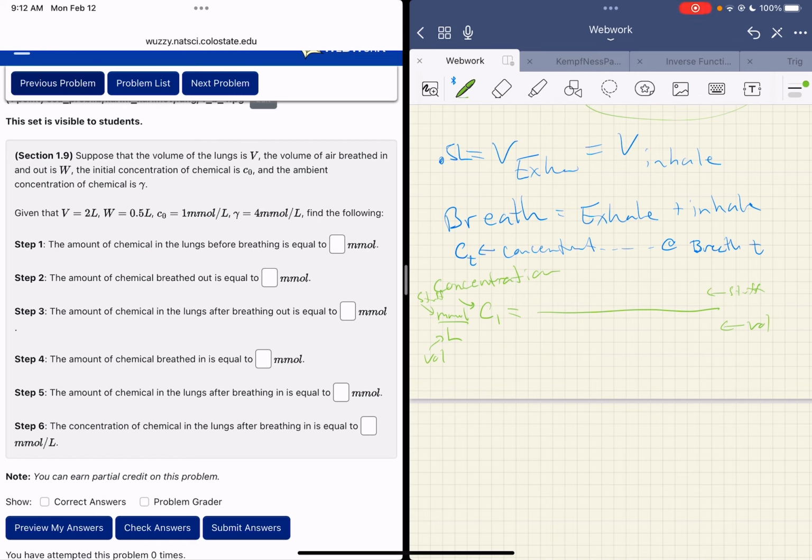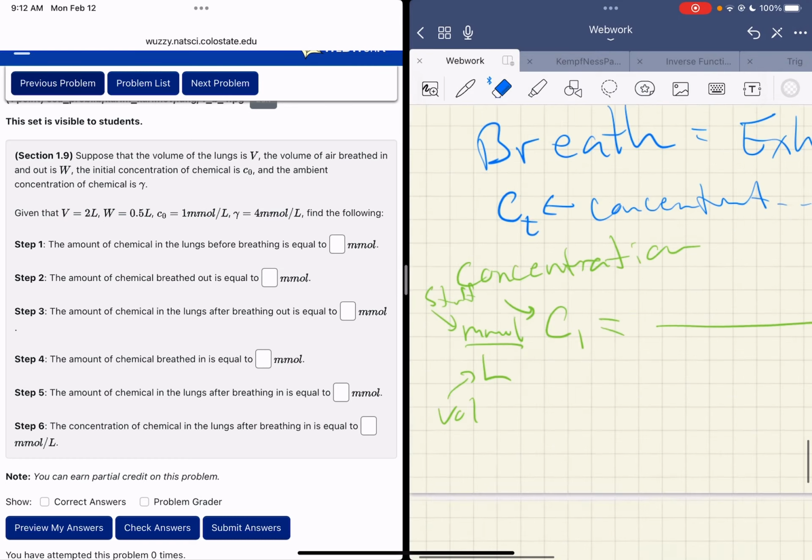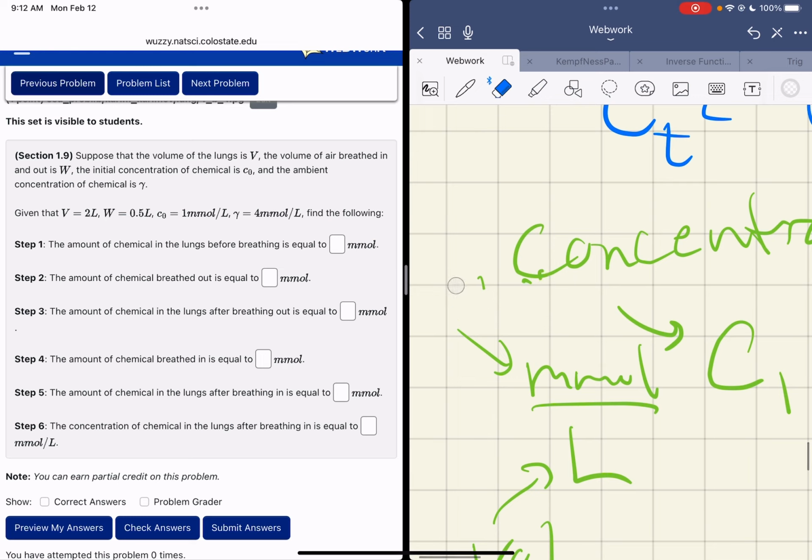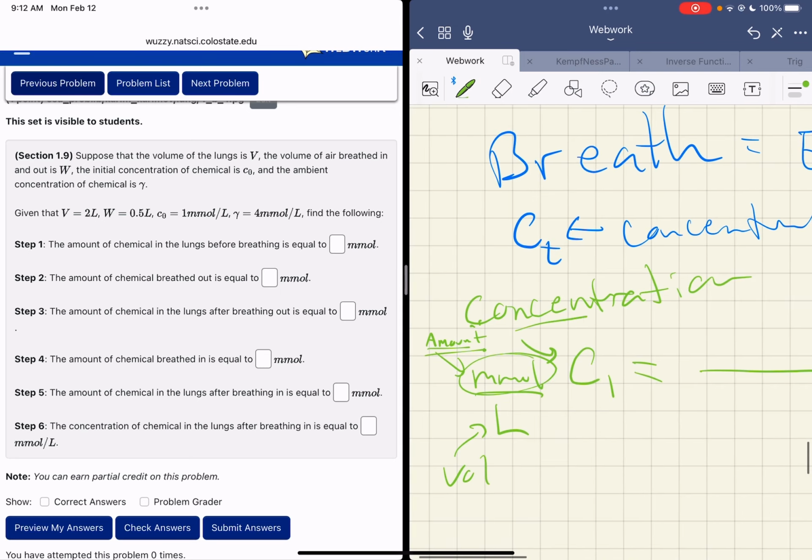I'm looking at step 1 on the Webwork: the amount of chemical in the lungs before breathing. Notice this says amount. So instead of me writing the word stuff, let's use the words that show up in the problem. Millimoles are measuring the amount of something. So when the word amount shows up, they are talking about just millimoles, not concentration. Concentration is the ratio of millimoles to liters. Amount is just the millimoles.